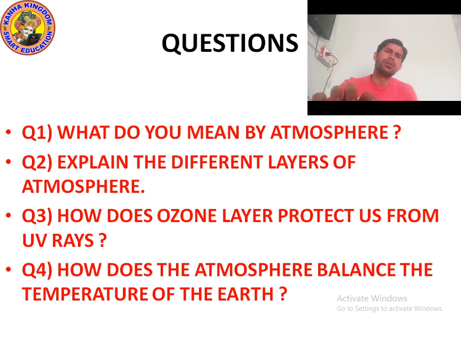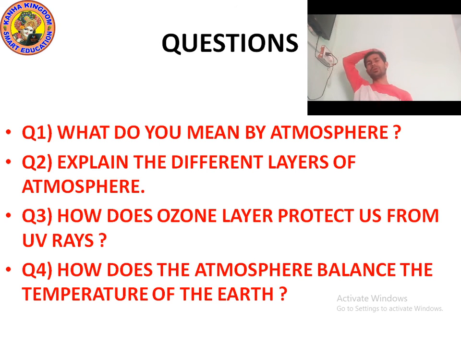Next question. Question number three. How does ozone layer protect us from UV rays? You know that ozone layer is formed from the ozone gas. The ozone layer found in the stratosphere absorbs the harmful ultraviolet rays which come from the sun and prevents them from reaching us. These rays are responsible for diseases like cancer, eye problems, and many more.